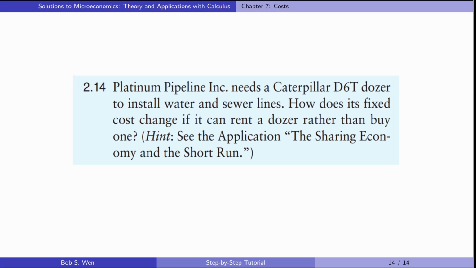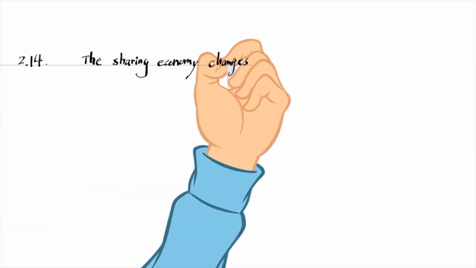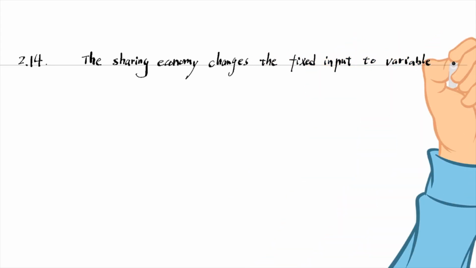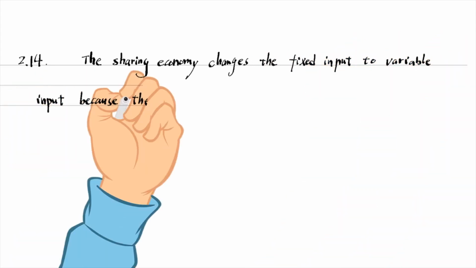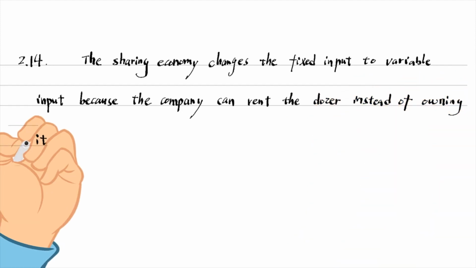Let's go to exercise 2.14. Platinum Pipeline Incorporated needs a dozer to install water and sewer lines. How does its fixed cost change if it can rent a dozer rather than buy one? The sharing economy changes the fixed input to variable input because the company can rent the dozer instead of owning it.